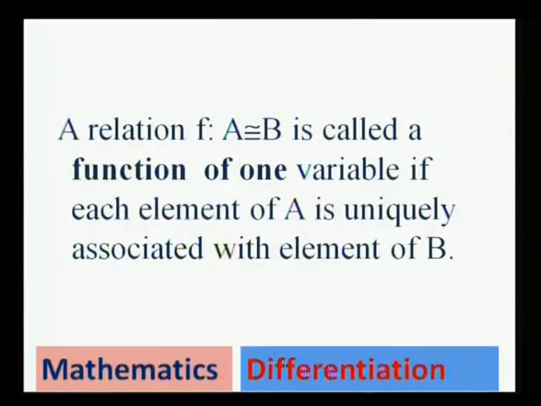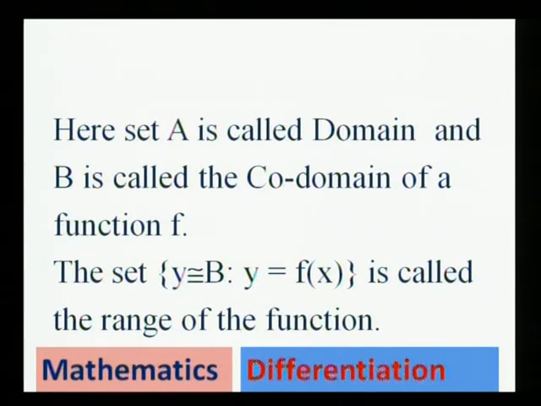Now let us begin with function of one variable. As we know, a relation f from A to B is called a function of one variable if each element of A is uniquely associated with an element of B. Here A is called the domain of the function and B is called the codomain of the function f. Now let us define the range set. The set of y belonging to B such that y equals f(x) is called the range of the function.